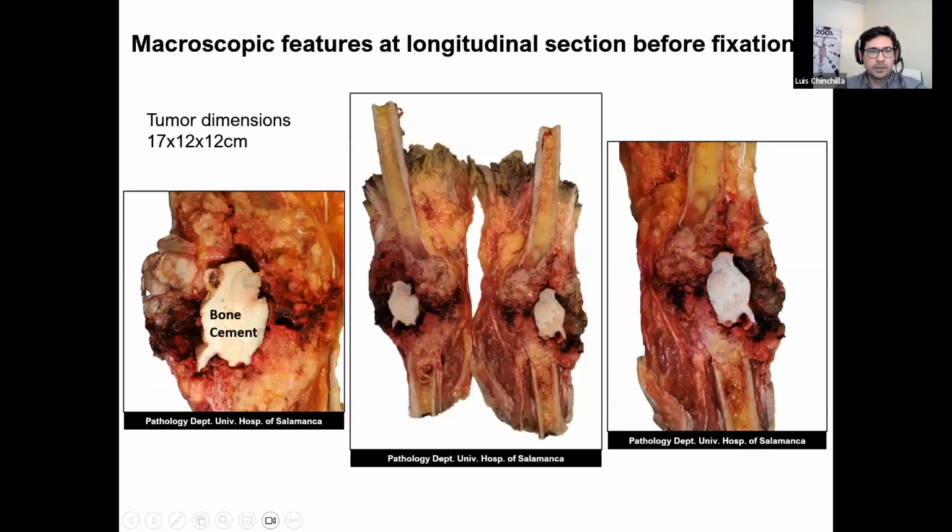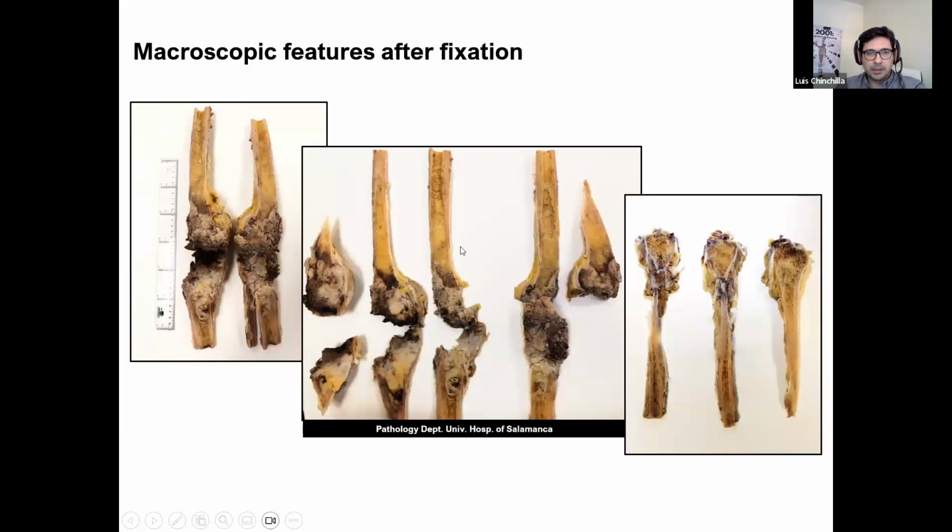And this is before fixation, a longitudinal section of the piece. The tumor was very heterogeneous with destruction of bone, medullary and cortical bone, with extension to the soft tissue, with extended areas of necrosis, hemorrhage, etc. This was 17 centimeters in larger diameter. And this is after fixation, the same characteristics.